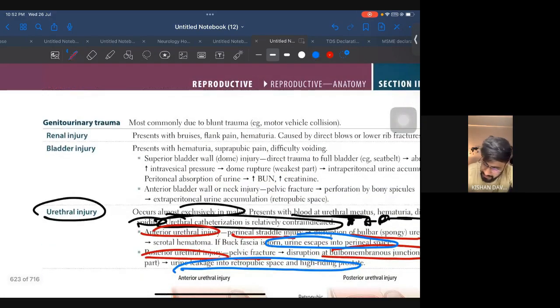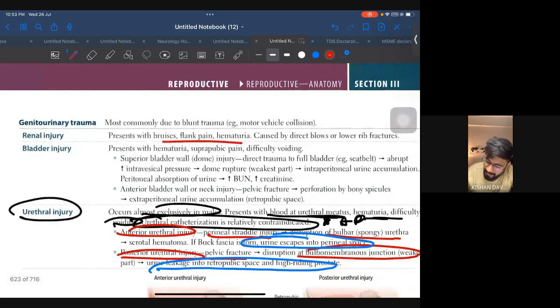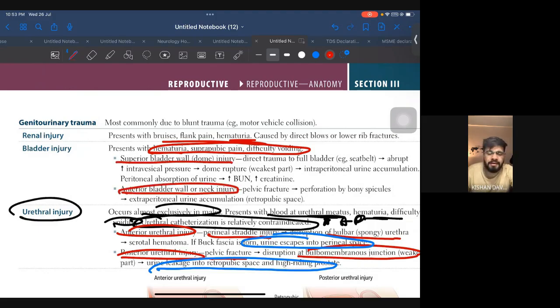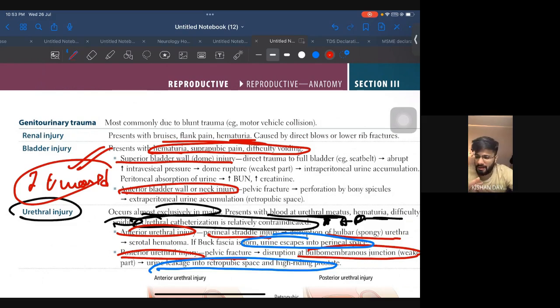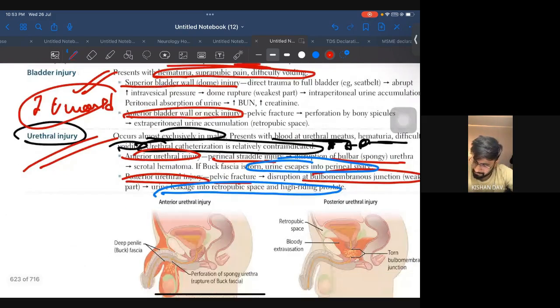Let's do renal injury. Bruises, flank pain, hematuria. Okay, renal injury is at the back, so someone must have kicked from behind, that is renal injury. Bladder injury presents with hematuria, suprapubic pain, difficulty voiding. Superior bladder wall injury, anterior bladder wall or neck injury. These have not been asked, so you can just give it a read. One question is there in UL, so you can avoid this. NBME has not asked, it has not come in the exam, but urethral injury is very important. Okay.